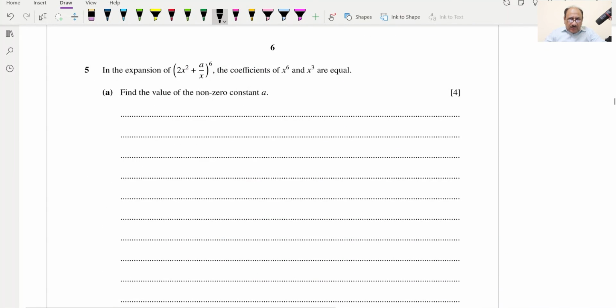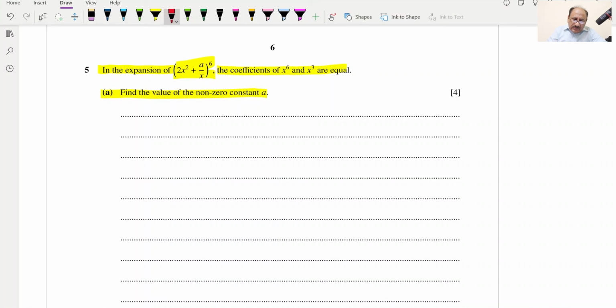Now question number 5 says, in the binomial expansion of this expression, the coefficients of x^6 and x cubed are equal. Find the value of the non-zero constant a.